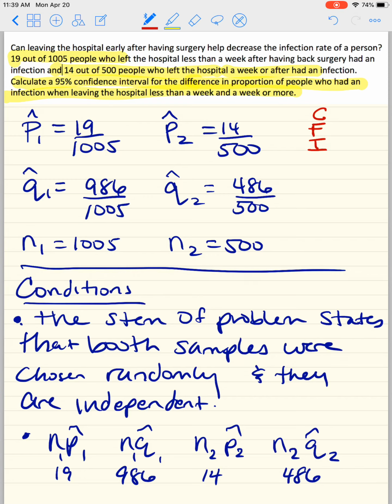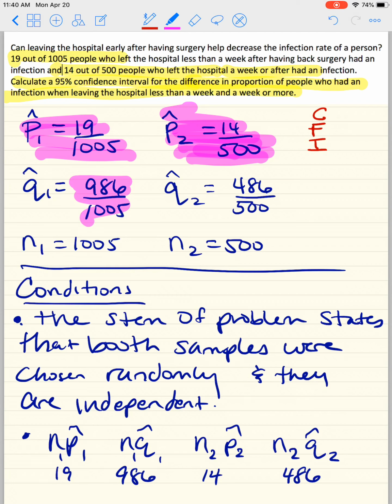So what I did first was I extracted the data. 19 out of 1,005 had an infection when they left the hospital. 14 out of 500 had an infection when they stayed in the hospital. Just FYI, 14 out of 500 is higher than 19 out of 1,005, so you should leave the hospital early. These are the complements. You get this by doing 1,005 minus 19, and this by doing 500 minus 14. So these are your n1s and n2s.